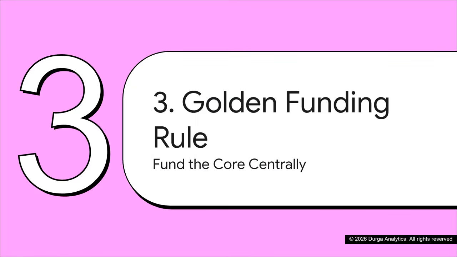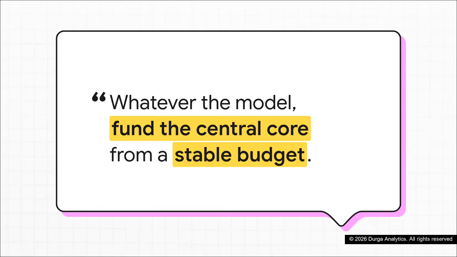All right, Section 3, the golden funding rule. If you only take one thing away from this entire explainer, make it this non-negotiable principle. Whatever the model, fund the central core from a stable budget. That means your governance lead, your core standards, your shared tooling, they all must be protected. If your core depends on volatile project money or chargeback funds, it will absolutely disappear in the very first economic downturn, and your entire program collapses right along with it. You have to protect the core at all costs.